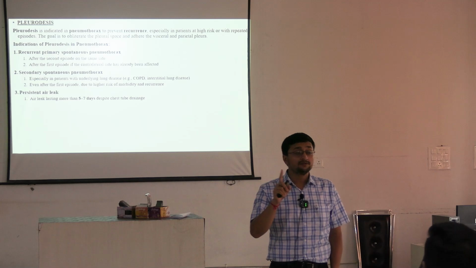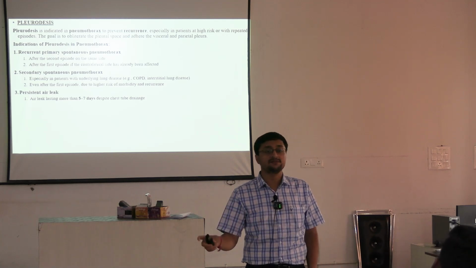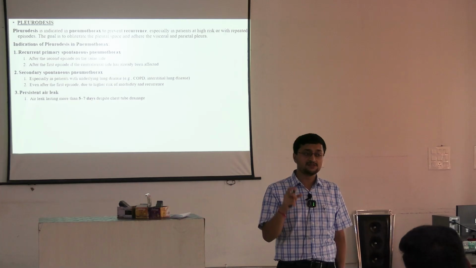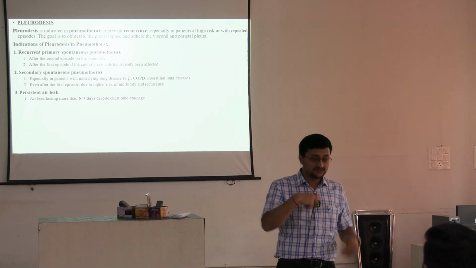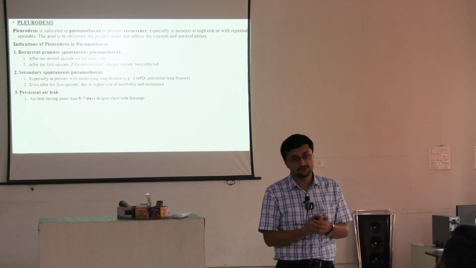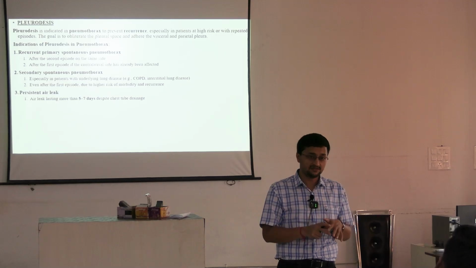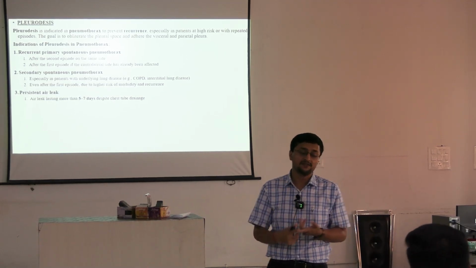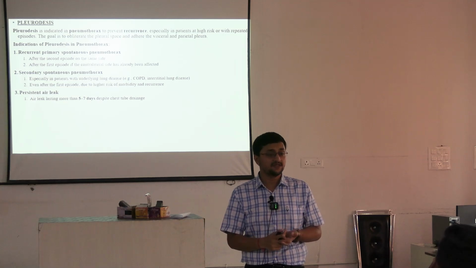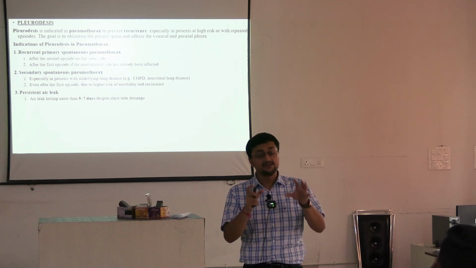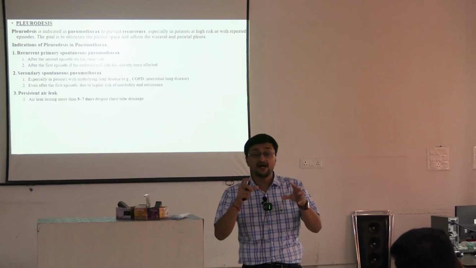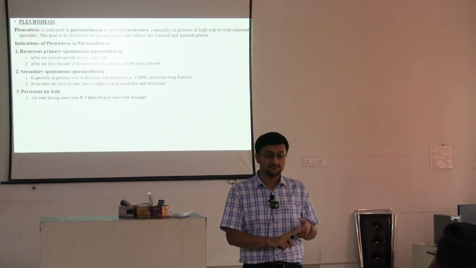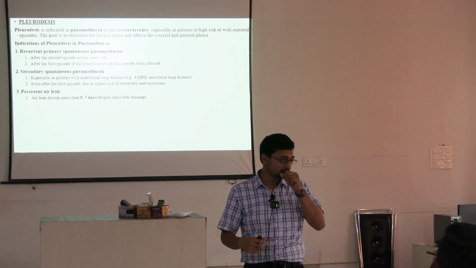Second, after the first episode of secondary spontaneous pneumothorax, because in secondary spontaneous pneumothorax the VQ will be decreased further because the lung itself is damaged. So after the first episode of secondary spontaneous pneumothorax, because the secondary spontaneous pneumothorax has a higher recurrence chance than primary spontaneous pneumothorax because of the diseased lung.